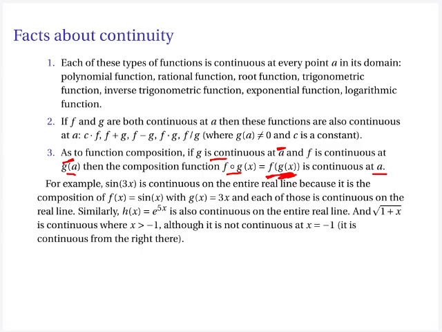Okay? Very good. So continuity is kind of a fast one, and we'll do a couple of homeworks, but then we're going to go on and start taking derivatives of functions. Okay, very good.